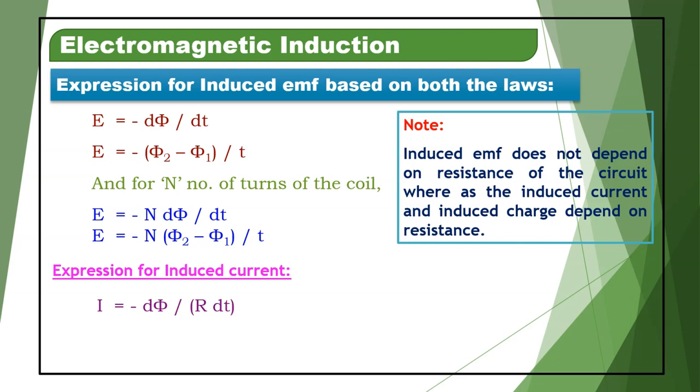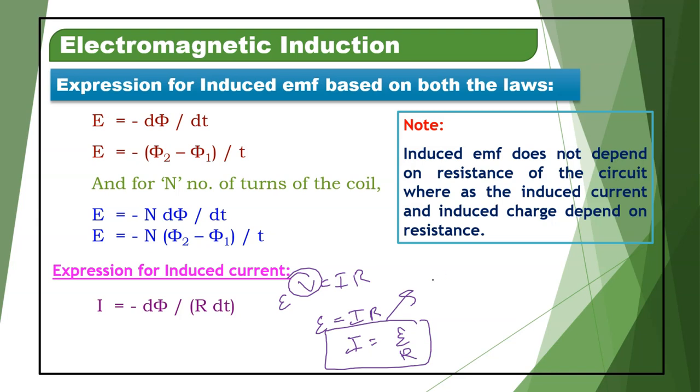Expression for the induced current. We know that I is equal to E by R. V is equal to IR, and here V is in the form of E. So E is equal to IR, and we have to calculate the value of I. So this will be E by R. Now if I put the value of E, this will be N (phi 2 minus phi 1) by R, which is how this expression comes.